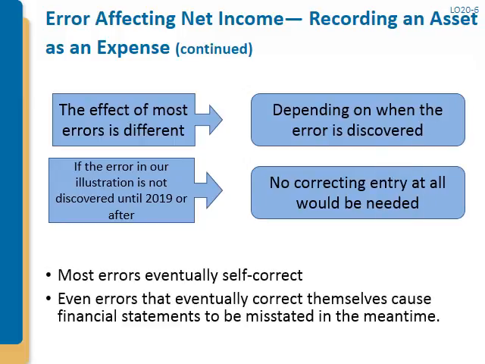The effect of most errors is different depending on whether the error is discovered. For example, if the error in the illustration is not discovered until 2017 rather than 2016, accumulated depreciation would be understated by another $1.4 million, or a total of $4.2 million. If not discovered in 2019 or after, no correcting at all would be needed.